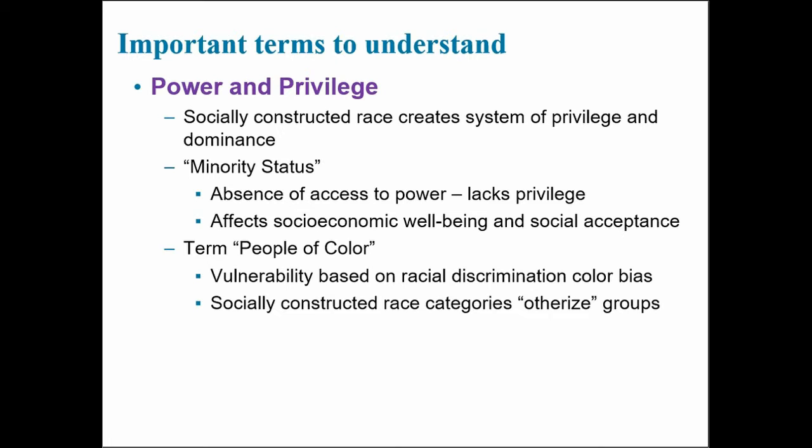The term people of color is pointing to a vulnerability based on racial discrimination or color bias, and the socially constructed race categories otherize groups. In addition, this term, people of color, some say is an all-encompassing term, where others say that it's not a term that they enjoy and prefer instead, if they are a person of color, to say what that looks like. So an African American or a Black person would prefer that label or that kind of category classification if that is something that needs to be done, versus saying a more umbrella term of people of color, because it can tend to put everyone into collapsed groups that doesn't acknowledge the different ways that they interact with society.